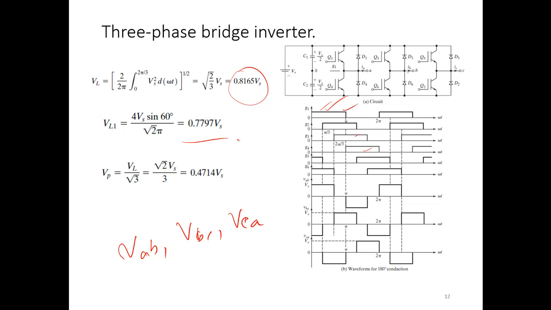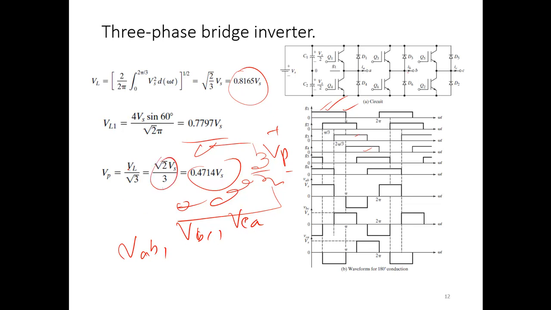If you have a Y connected load, then you are talking about the phase voltage. The phase voltage is about 47%, because remember that the line voltage divided by root 3 gives you the phase voltage. And there is the relationship between the line voltages and the total RMS value of the line voltage, the fundamental component, and the fundamental of the phase voltage.